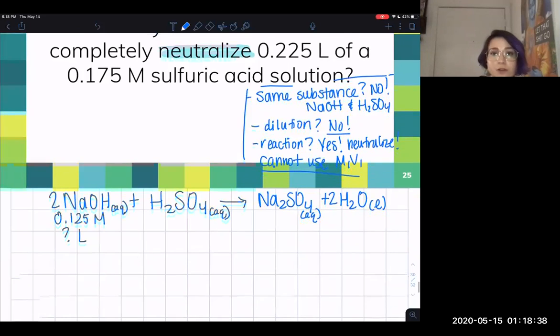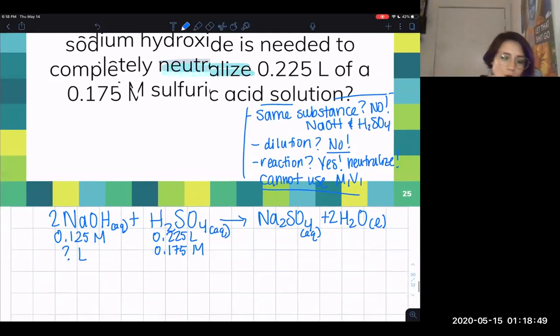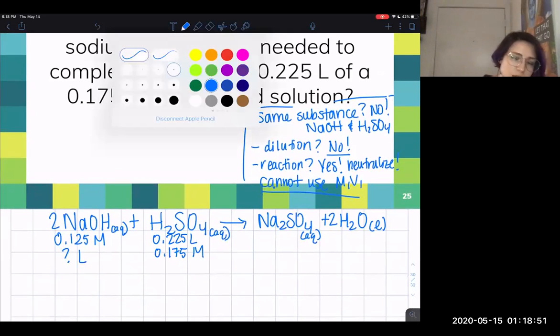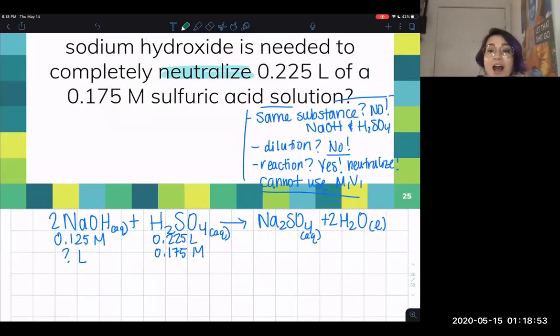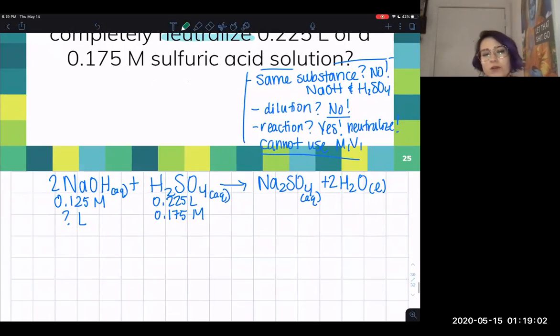What do I know about sulfuric acid? Well, I know it's 0.225 liters, and I know it's 175 molar. Okay, so that's what I know. And it's so helpful for me to write it like this. Now I can go back and turn those molarities into conversions because I can't use M1V1. If you use the M1V1 here, you will get it wrong. It will not be the right answer. If you don't believe me, you could try it.